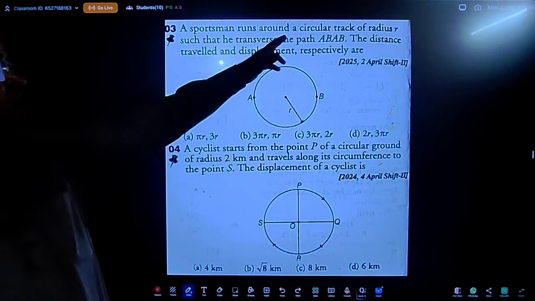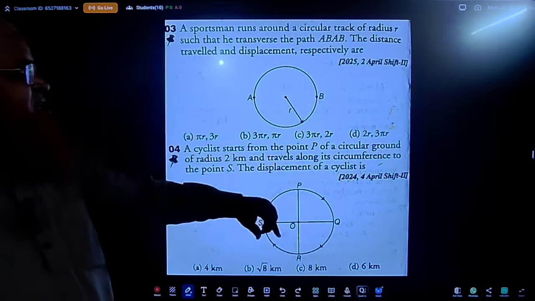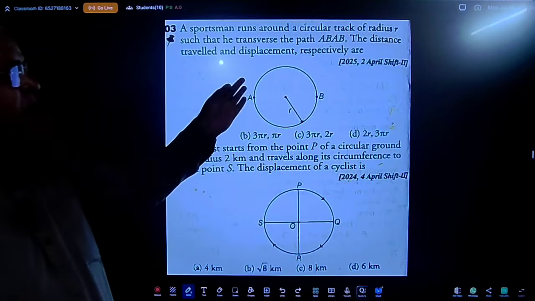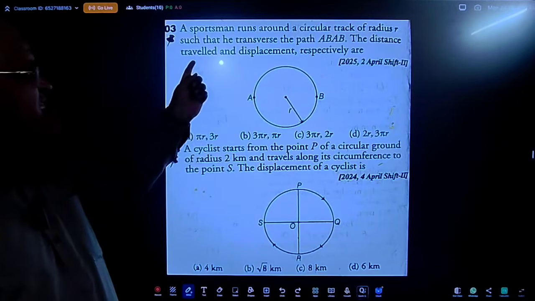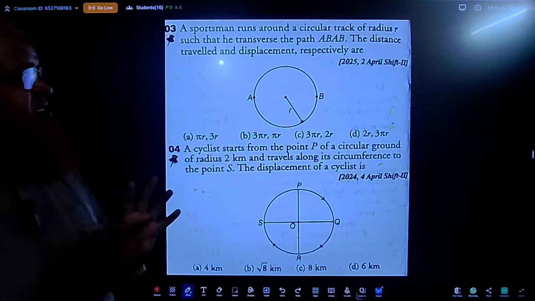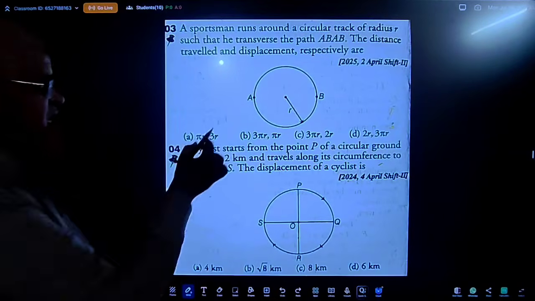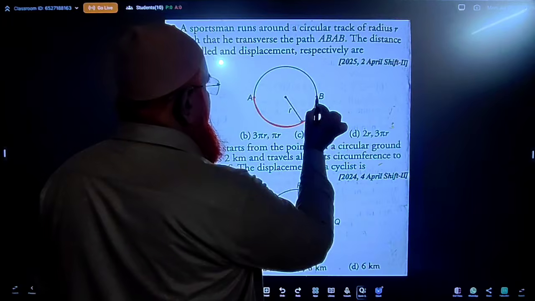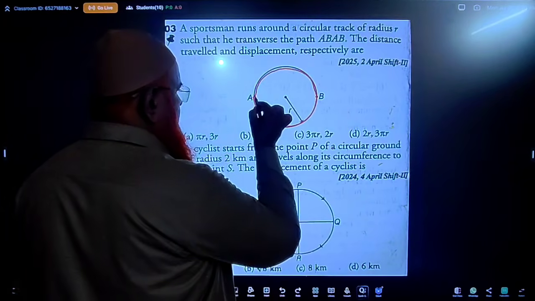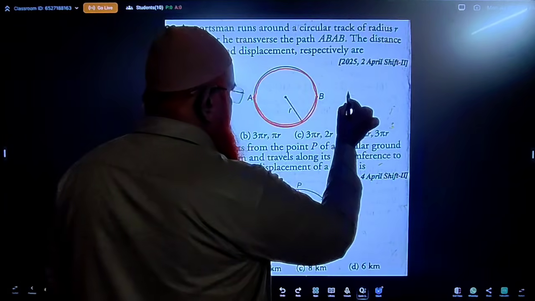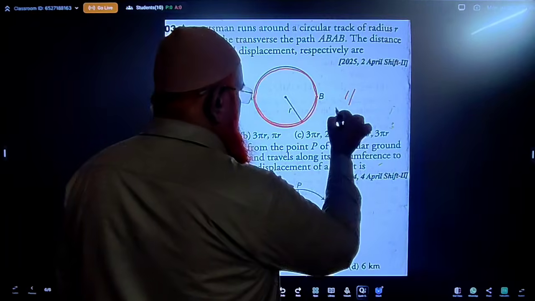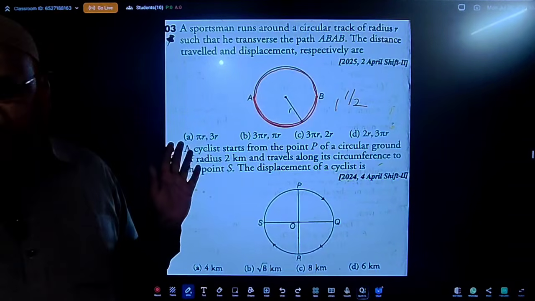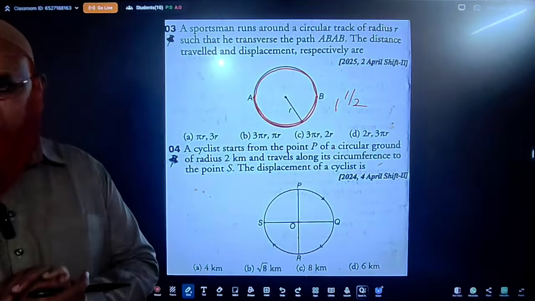A sportsman runs around a circular track of radius r such that he traversed the path AB. The distance traveled and displacement is how much? See, he has traveled from here AB, again BA, again AB. Means how much? One and a half, one circle and half circle. One and a half circles he has traveled.